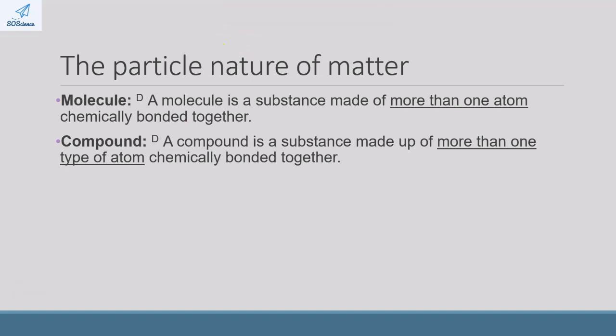in chemistry. So if I give you a substance like oxygen gas, which is a diatomic molecule, or ozone, which makes up the ozone layer, which is a triatomic molecule. So oxygen gas is 2 oxygen atoms chemically bonded to each other. The ozone layer is made up of O3, which is 3 oxygen atoms chemically bonded to each other.